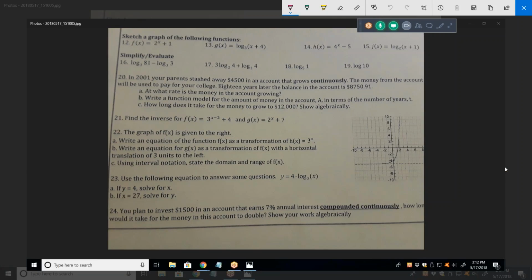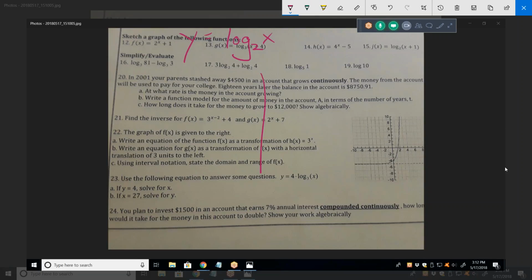The way you want to treat all of these is as transformations. So what's the parent function on 15? Y equals what? Log. Yeah, right there.